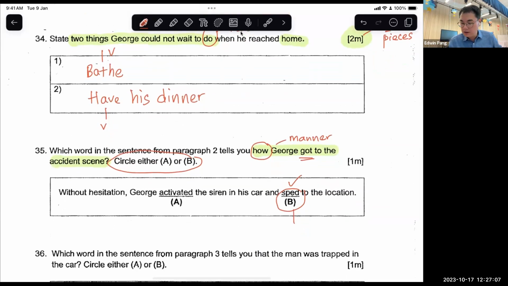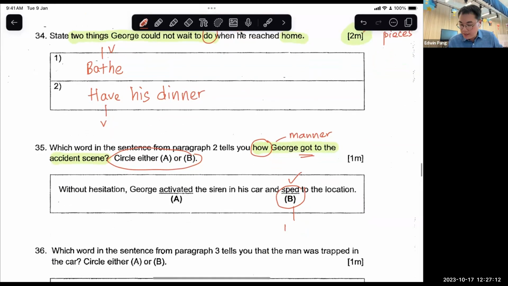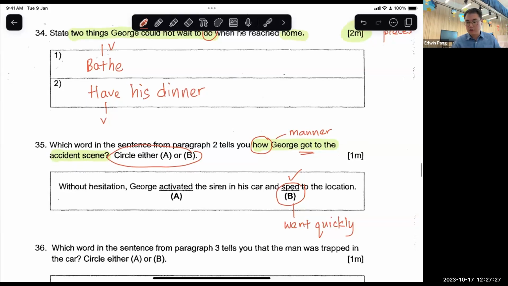Why? Because this is how he sped. Sped means that he went very quickly, right? He did not delay, but he went very quickly to the scene of the accident without any delay. Are you all good so far? All good? Okay, let's go on to the next question.